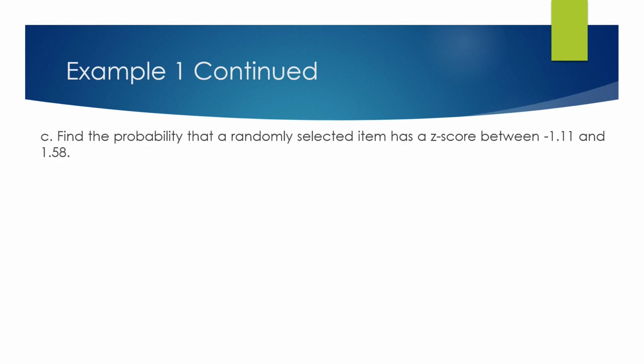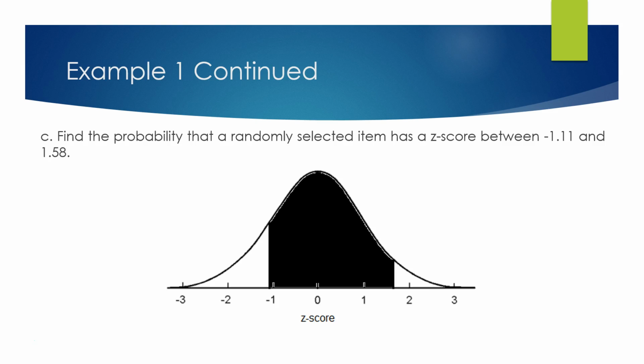The other type of this example is finding the area between two z-scores. This question says, find the probability that a randomly selected item has a z-score between negative 1.11 and 1.58. So here's the image for this scenario. This one is a little bit more complicated. On the next slide, it's going to have a few different images.